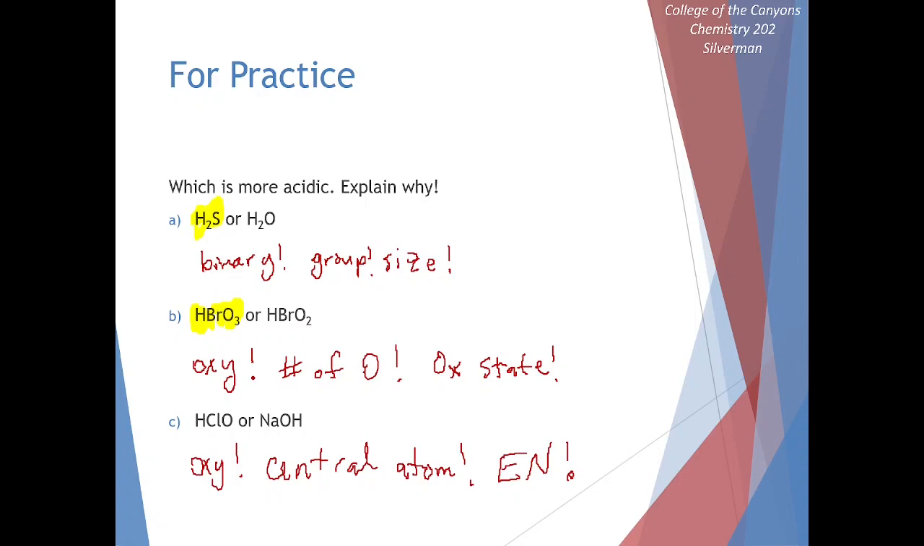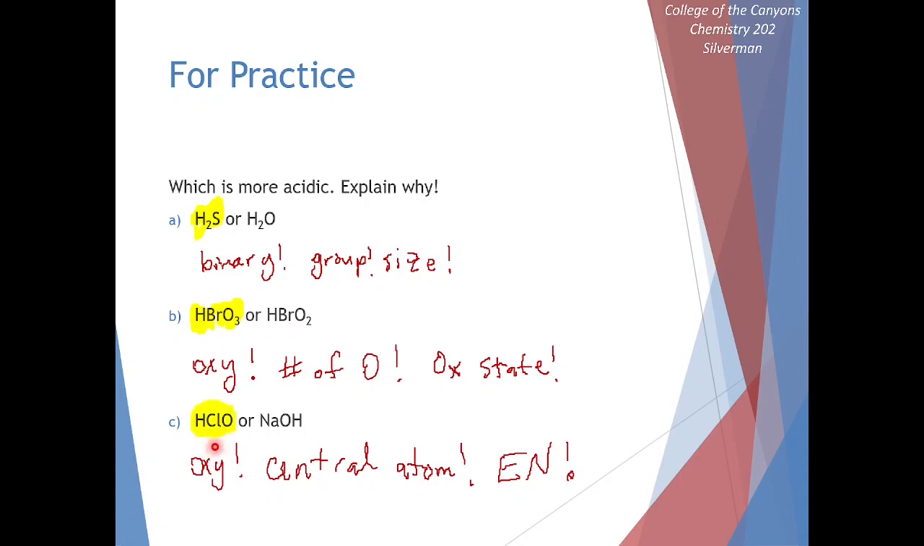For question C, we have HClO, NaOH. Here we have a different central atom in this oxyacid kind of scheme. If we change the central atom, we need to compare our electronegativities. The more electronegative our central atom, the stronger that bond between oxygen and the center atom, the weaker the bond between oxygen and hydrogen. Chlorine is much more electronegative than sodium, and so it's going to be a stronger acid.